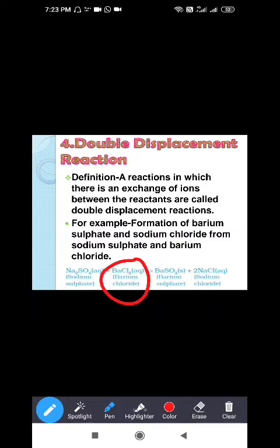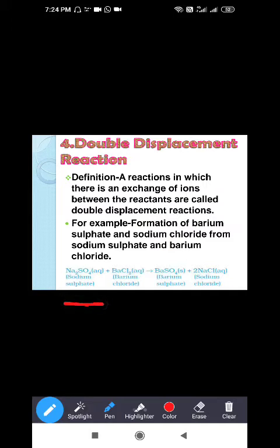So here we are going to use two compounds on the reactant side. If you recall, in the single displacement reaction, we had used one compound and one single element. So this is the difference between single displacement and double displacement. You need to keep this in mind. Let's just focus on the equation right now.